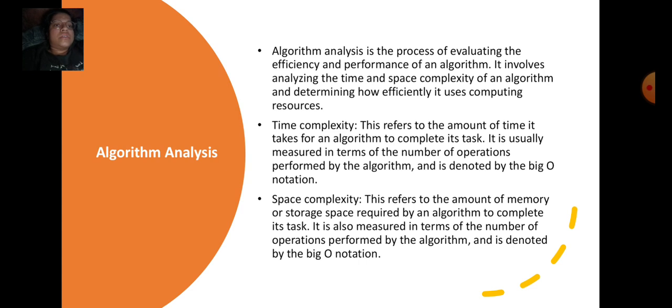Space complexity refers to the amount of memory or storage space required by an algorithm to complete its task. It is also measured in terms of the number of operations performed by the algorithm and is denoted by big O notation.